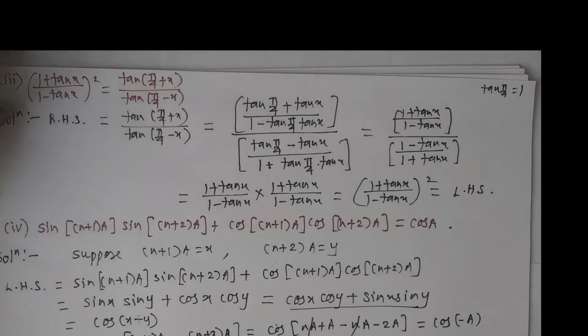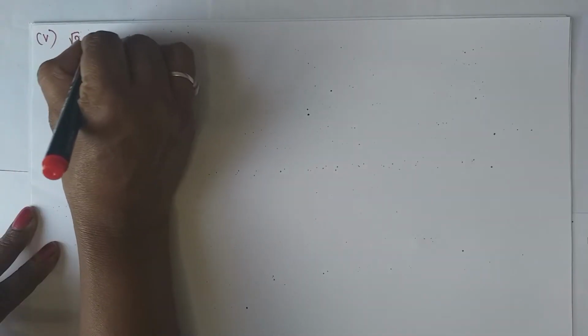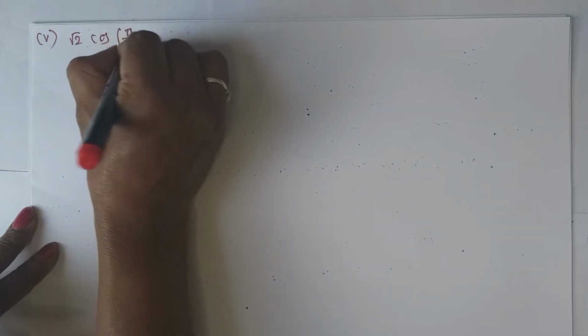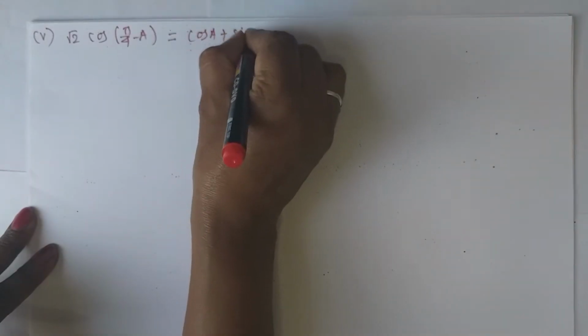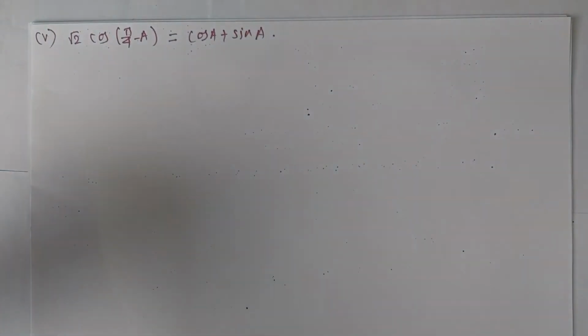Let's see the next problem. What is the fifth one? Root 2 times cos(pi/4 minus a) is equal to cos a plus sin a. This is the fifth problem we have to prove.